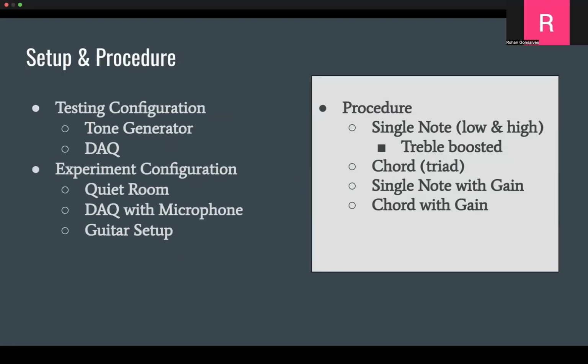To initially start, the microphone had to be configured using an online tone generator. After successfully testing the microphone, the setup for the guitar experiment consisted of the microphone, amplifier, electric guitar, and the guitar cord that connects to the amplifier, and all of this was placed in a quiet room to avoid noise distraction. The procedure followed playing and measuring a single G note, both in low and high pitches, and a C chord, one with gain and one without.